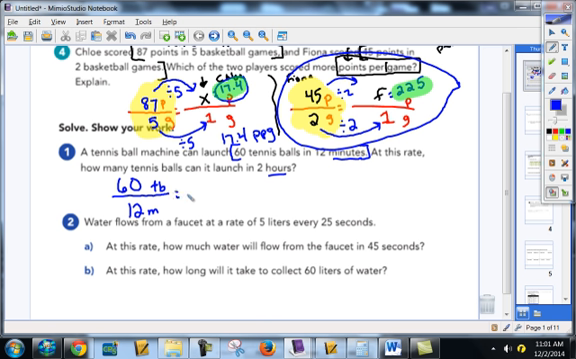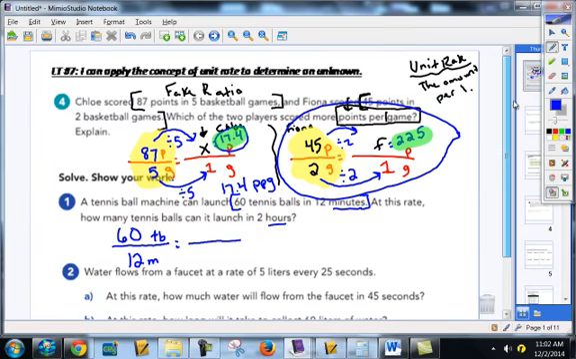Now what I want to figure out is the unit rate. Again, the target says I can apply the concept of unit rate to determine an unknown. Well, if I want to know how many tennis balls in 2 hours, I'm going to have to figure out per hour or per minute. And I think the best way to go about this is, whenever you see different units, you need to convert them to the same units.